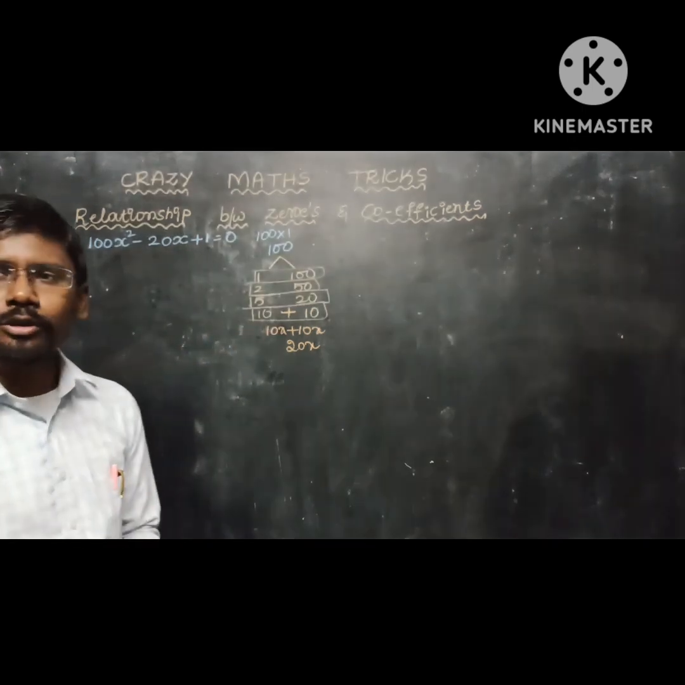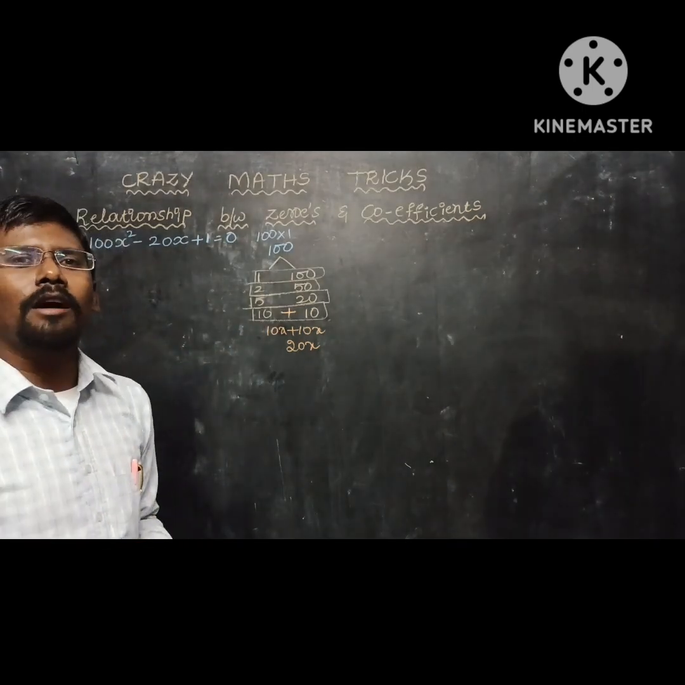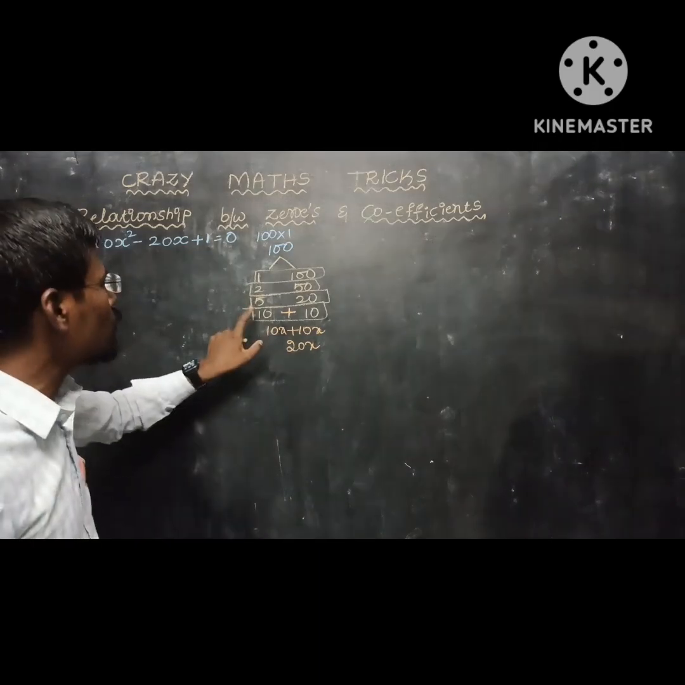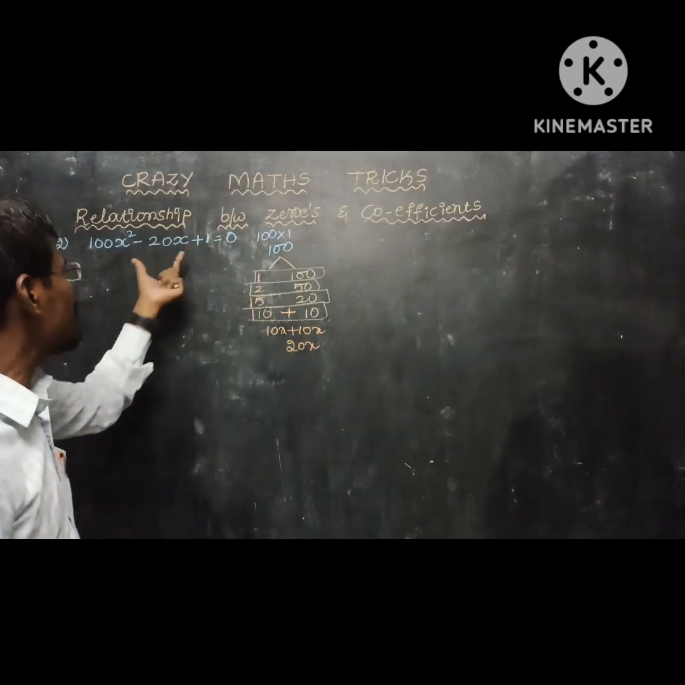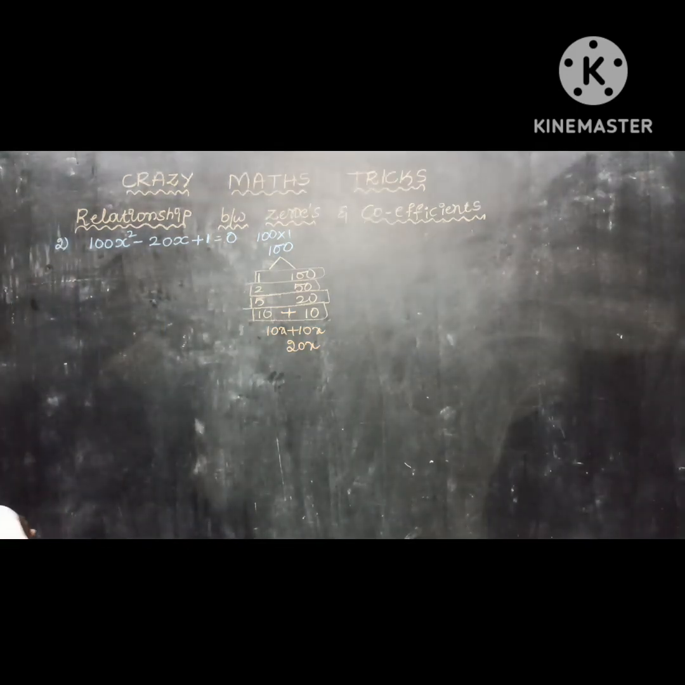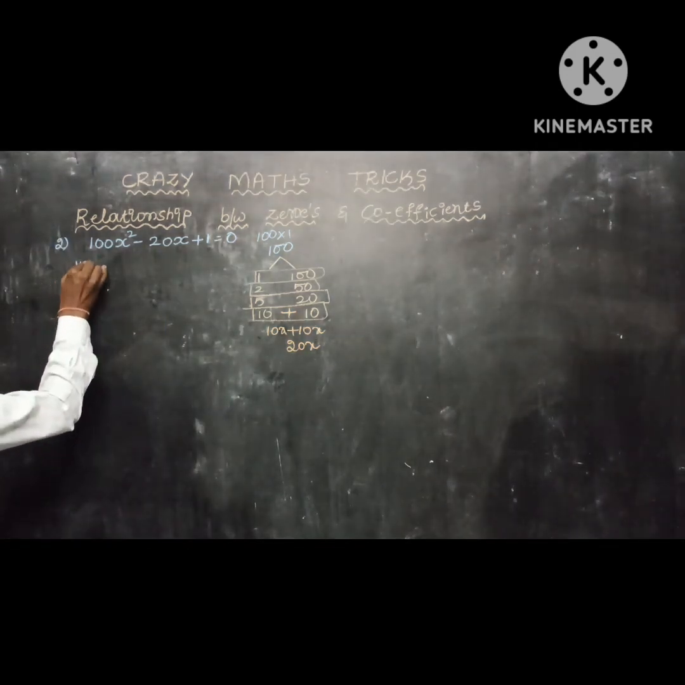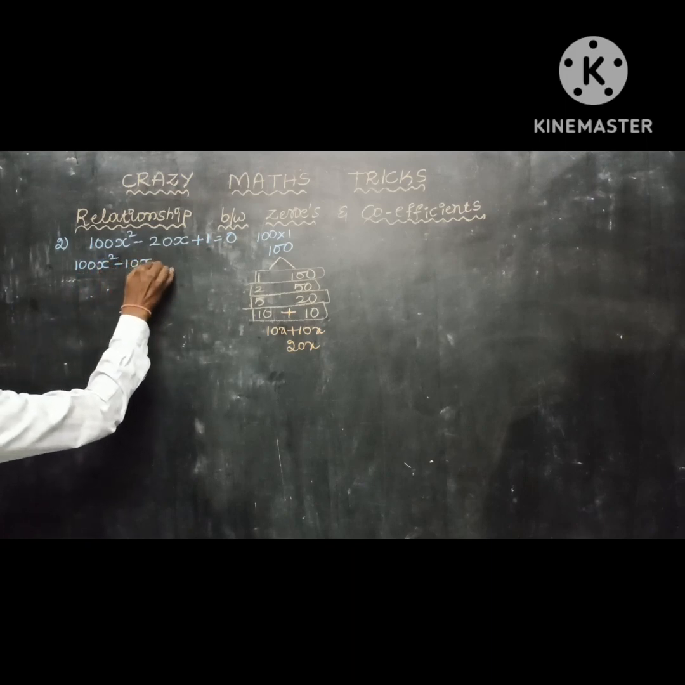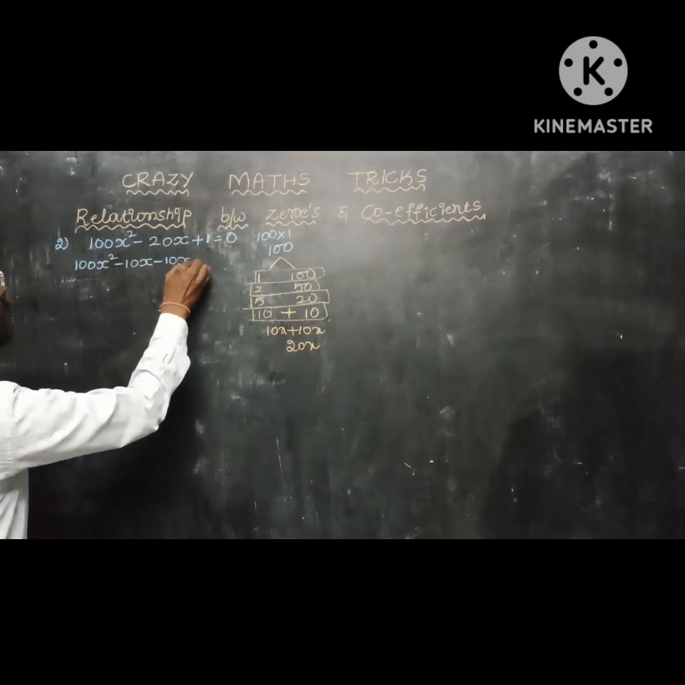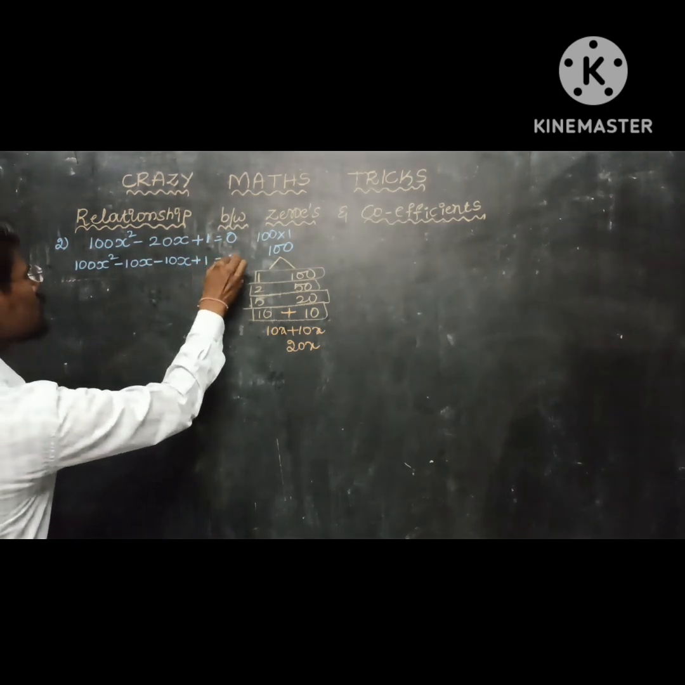So what do we have to do? We have to add, but not positive tens. We have to add the negative tens. That I am going to split in the problem. Observe everyone. We are writing here 100x square minus 10x minus 10x plus 1 is equal to 0.